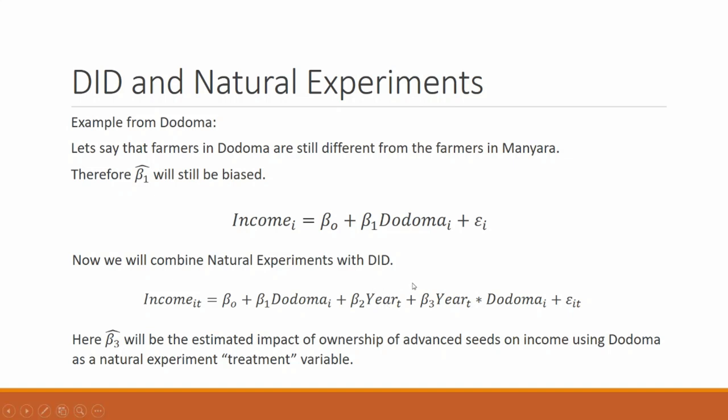Plus, and then here's our critical variable, our independent variable of interest, year times Dodoma. You interact the year times the treatment variable or the natural treatment variable. In this case, we'll get an estimate on beta 3. So beta 3 will be the estimated impact of the ownership of advanced seeds on income using Dodoma as a natural experiment treatment variable. So beta 3 hat is the estimate of interest.